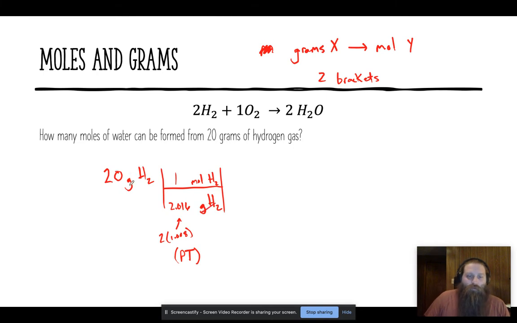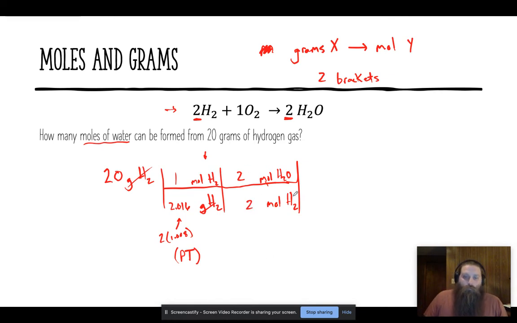That gets rid of grams of H2, but I want moles of water. So I need another bracket. This is the only unit that I have right now, so it has to go to the bottom because I have to cancel it out. Well, can I go moles of H2 to moles of water? Yeah, absolutely, because I have a balanced equation. So moles of H2O, and now I'm just looking for the coefficients. So 2 moles of H2O is produced from 2 moles of H2. Mole cancels, and I'm left with my math problem.